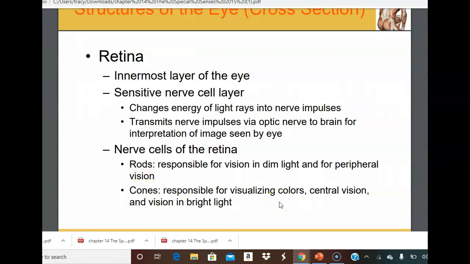Cones are responsible for visualizing color. They give us our central and focused vision and bright light vision. There are a lot fewer of these. With cones, we're basically dealing with 3 different kinds: red, green, and blue, and that gives us our light spectrum. Any combination, depending on how much those cones are triggered, gives us all the different colors of the light spectrum.